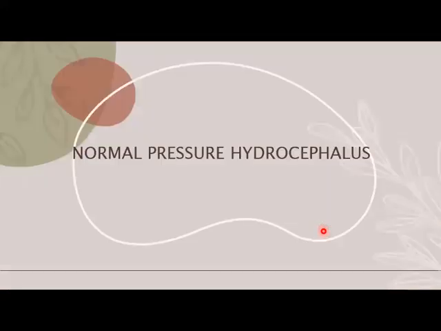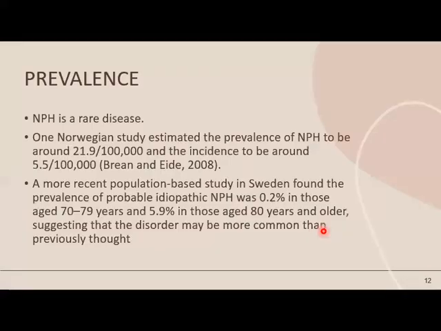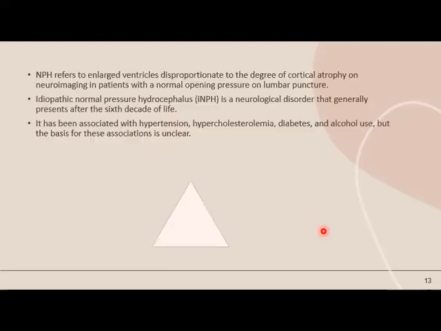Now we'll discuss normal pressure hydrocephalus. Prevalence. NPH is a rare disease. One Norwegian study estimated the prevalence of NPH to be around 21.9 per 1 lakh population and the incidence to be around 5.5 per 1 lakh population. A more recent population-based study in Sweden found the prevalence of probable idiopathic NPH was 0.2% in those aged 70 to 79 years and 5.9% in those aged 80 years or older, suggesting that the disorder is more common than previously thought.